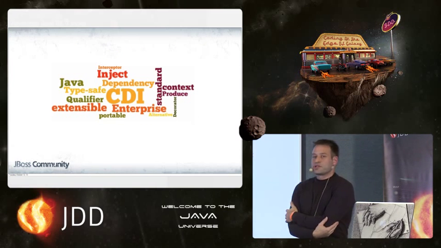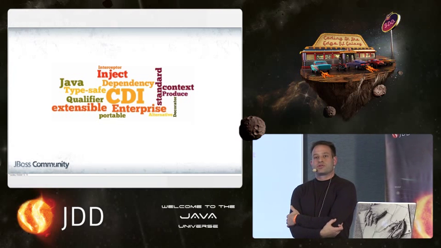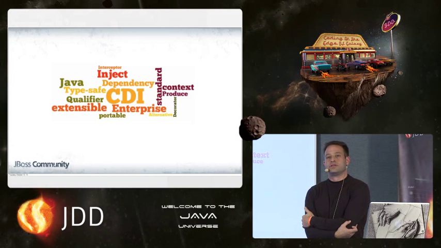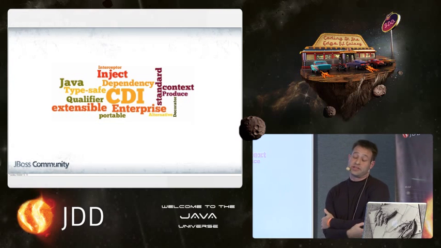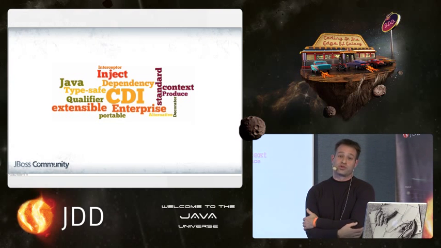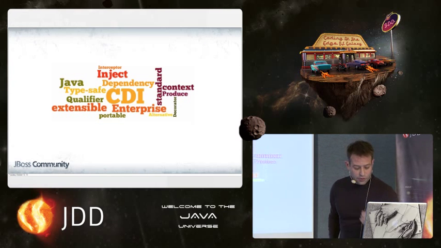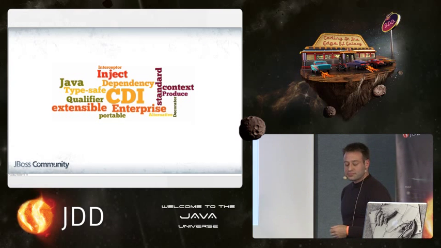Okay, so that was a little bit of Bean Validation. Any questions on Bean Validation? So basically we had 4 new features: message interpolation, CDI integration, group conversion, and the biggest part, method validation. I want to talk a little bit about CDI.